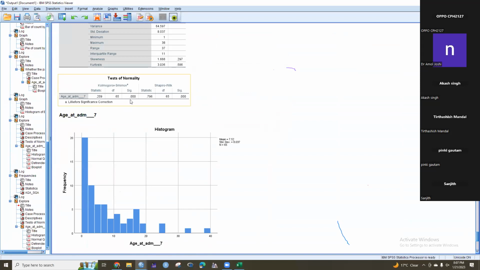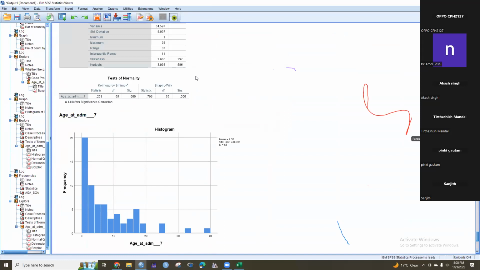Now, how to explain this? The null hypothesis of this test is that this particular variable is normally distributed. This is the null hypothesis. And if it is rejected because its value is less than 0.05, you will say that this is not normally distributed. Then the decision is that for this, you should present the median with quartiles.